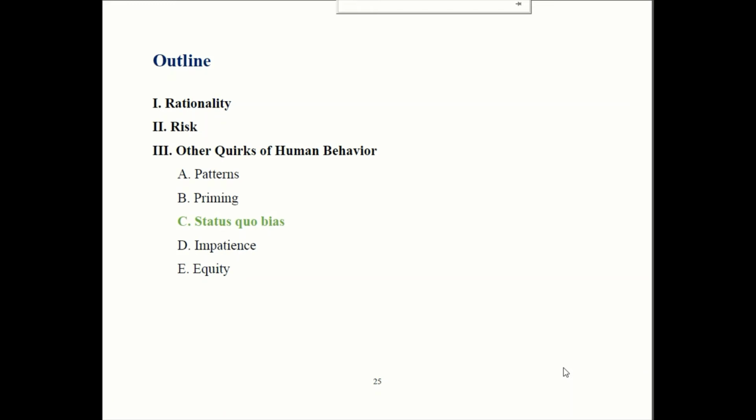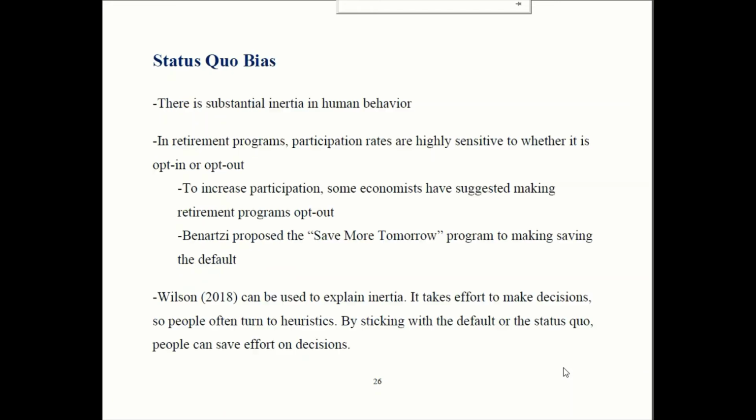Another issue is what's called status quo bias. So what this says is that there's a lot of inertia in people's behavior. So some big examples of it. There's been a lot of work on retirement programs. So it turns out that if you're trying to get people to sign up to retirement accounts and retirement incentives, it matters a really big deal if that program is opt-in or if it's opt-out. If the program is opt-in, then the default is to not do it. Default is no program. People tend to stick with that default. So if they have to opt into it, they're probably not going to do it.